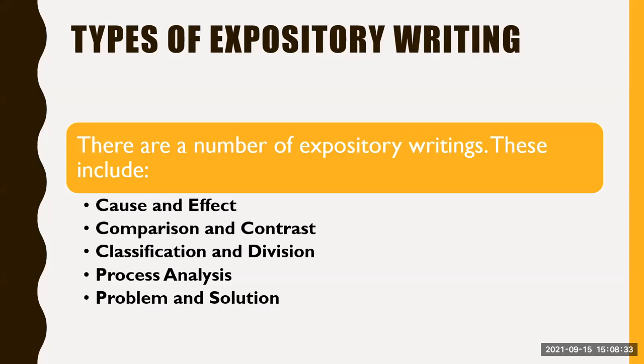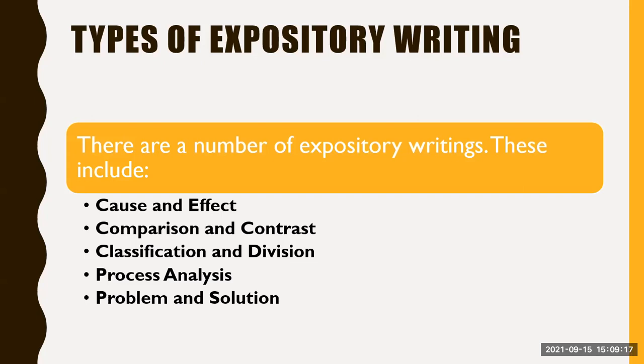So then we have the different types of expository essays, right? And we have the cause and effect essay, we have the comparison and contrast essay, we have the classification and division essay, we have the process analysis essay, and we have the problem and solution essay. And the name of the essay essentially tells you what you're going to be doing, right? And it is important to know what kind of expository essay you're going to use, because then again, there is a structure that you need to follow.